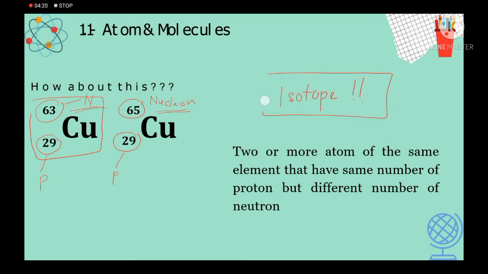So what is an isotope actually? Two or more atoms of the same element that have the same number of proton, but a different number of neutron. All the things that I circled and highlighted should be written if they ask you for the definition of isotope.